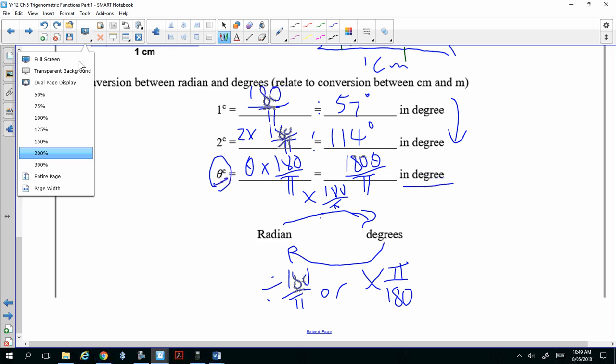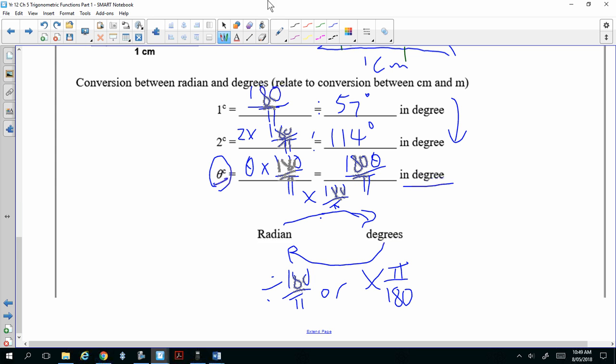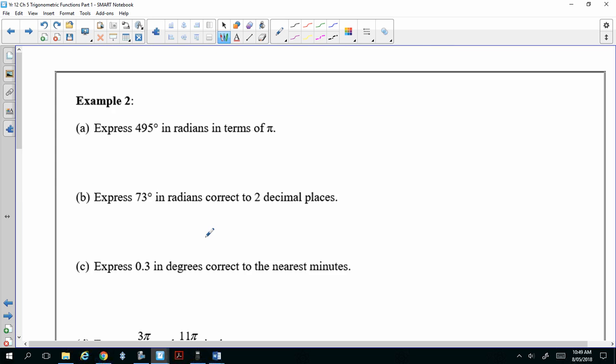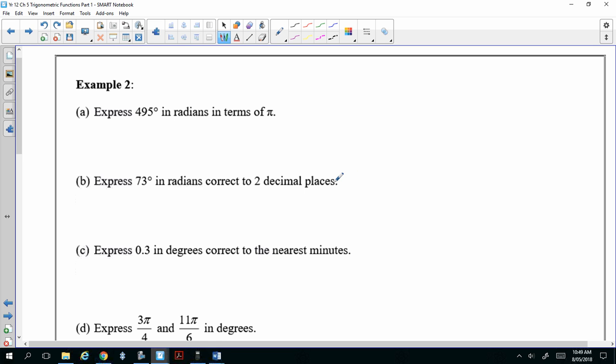All right, all done. Okay, so example 2. On example 2, you should have a calculator ready for this exercise. If you need to borrow a calculator, please come to the front. There's some calculator available.